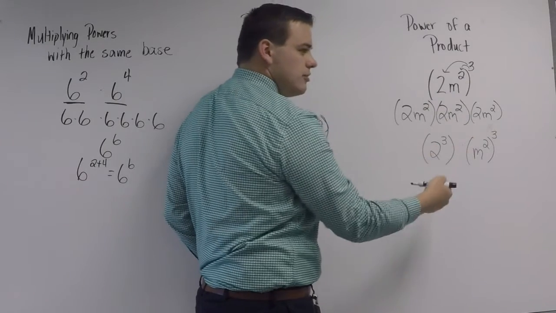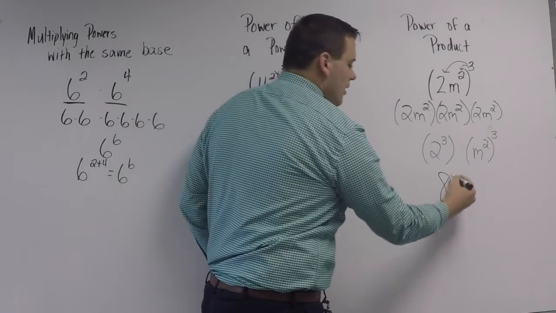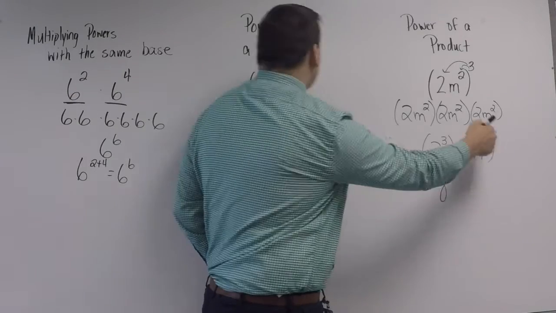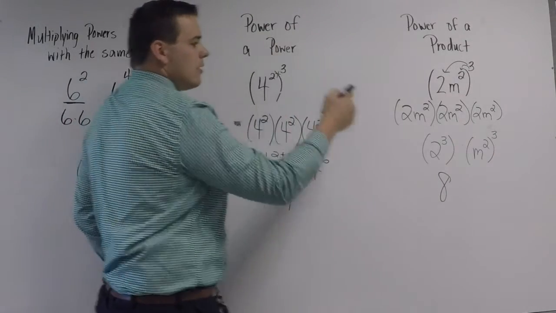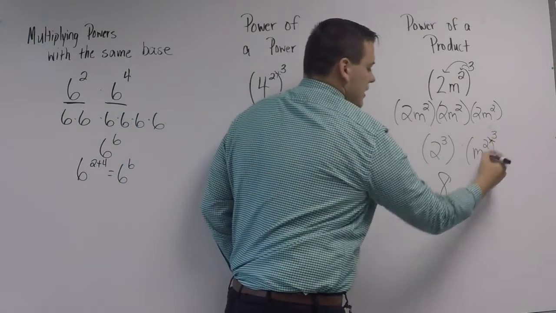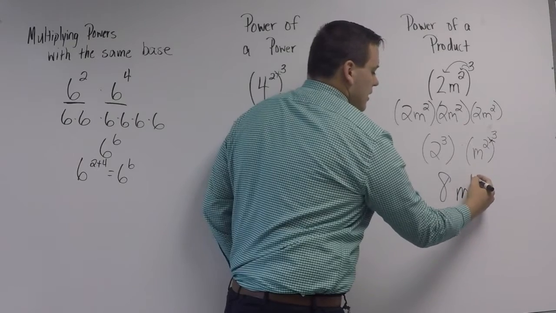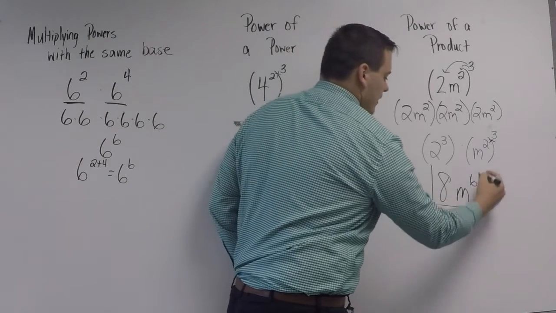2 cubed is 2 times 2 times 2, which is 8. And m squared to the third is a power of a power. So I can just multiply those and I get m to the 6th power. This is my final answer.